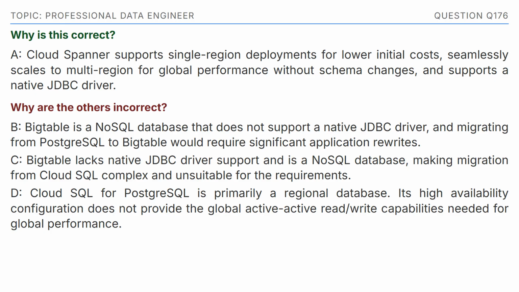Why are the others incorrect? B. Bigtable is a NoSQL database that does not support a native JDBC driver, and migrating from PostgreSQL to Bigtable would require significant application rewrites. C. Bigtable lacks native JDBC driver support and is a NoSQL database, making migration from Cloud SQL complex and unsuitable for the requirements. D. Cloud SQL for PostgreSQL is primarily a regional database. Its high availability configuration does not provide the global active-active read/write capabilities needed for global performance.